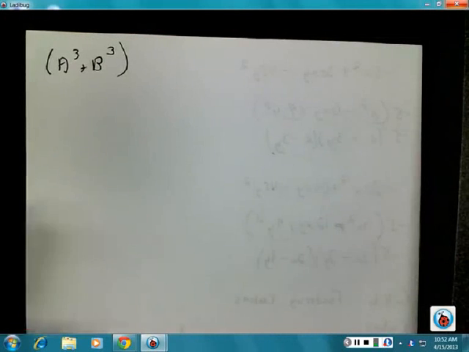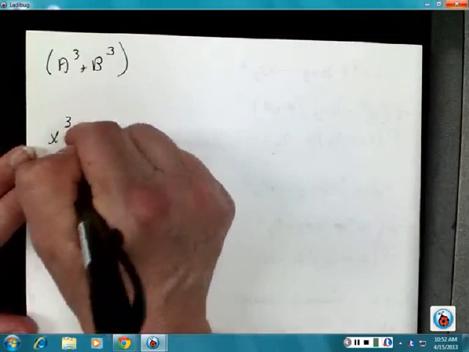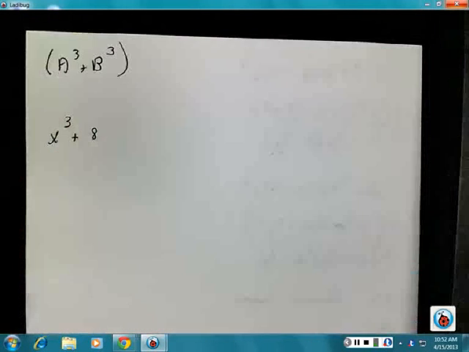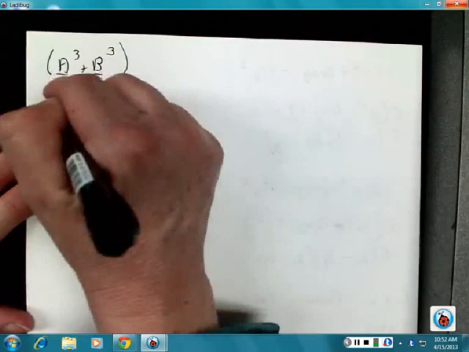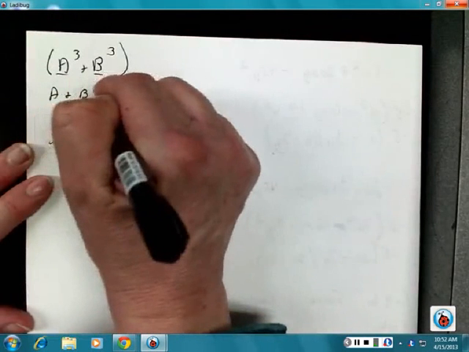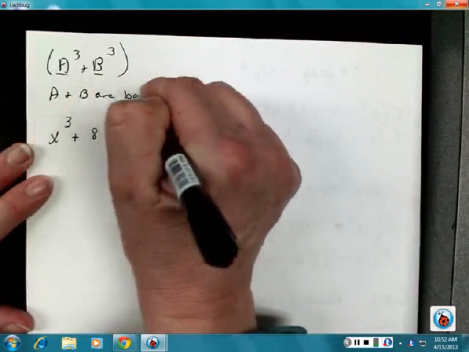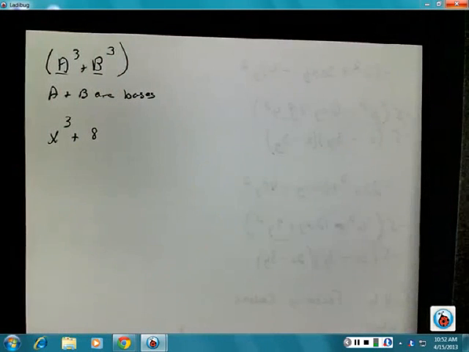And let me give you an example. If I have x cubed plus 8, that's what it's going to look like. It's x cubed plus 8. Now the a and the b up here are bases, meaning that I need to know what creates those letters. So a and b are bases when I work with this.